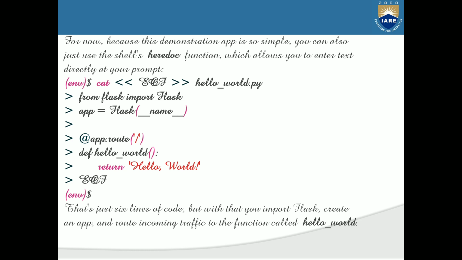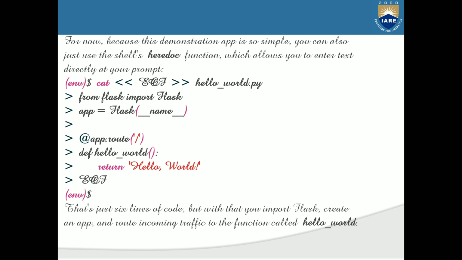Let's write the code. cat less than EOF greater than hello world. From flask import Flask. app equals Flask open bracket name close bracket. At the rate app dot route open bracket slash close bracket. def hello world open bracket close bracket colon. return hello world. EOF.